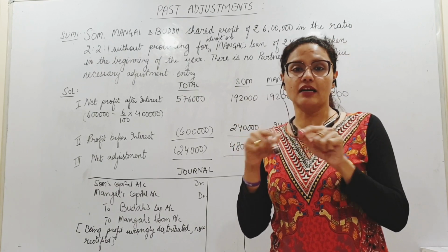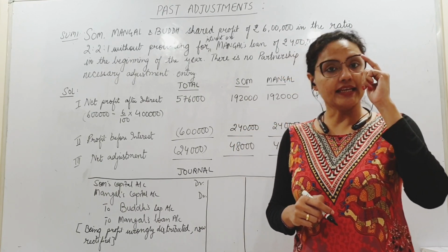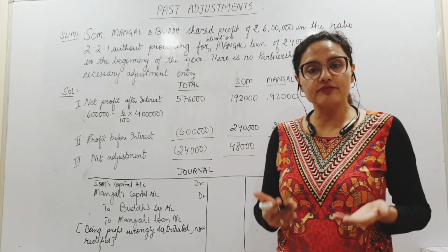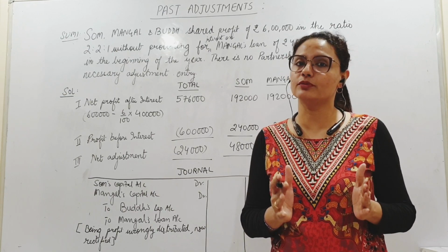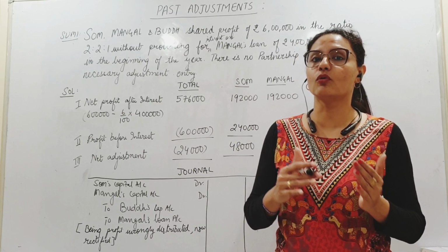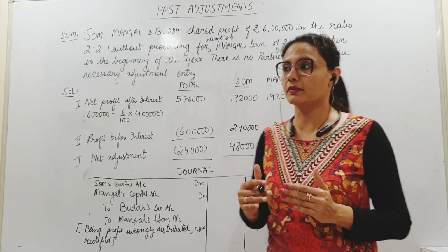We just have to locate where it is wrong. Second thing, interest on loan is a charge against profit. You have to provide for it before you distribute the profits. How much should be the interest on loan taken from the partner, Mangal?